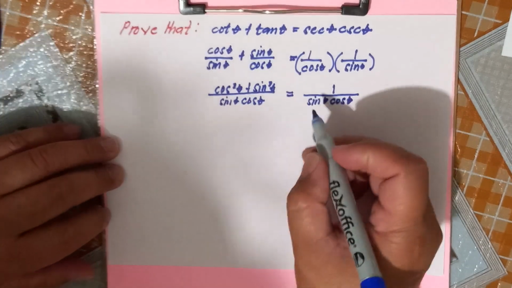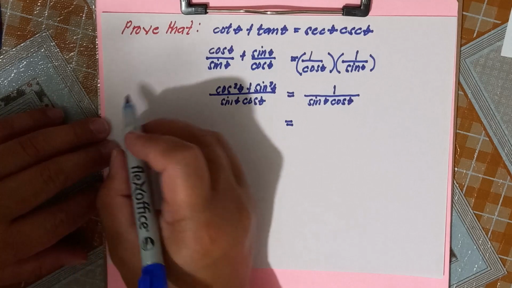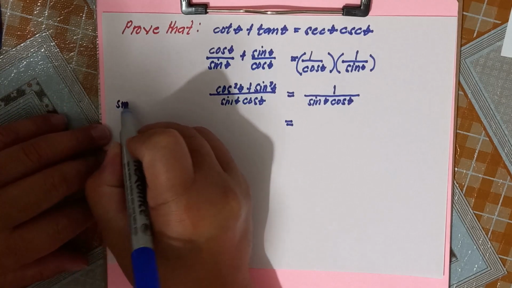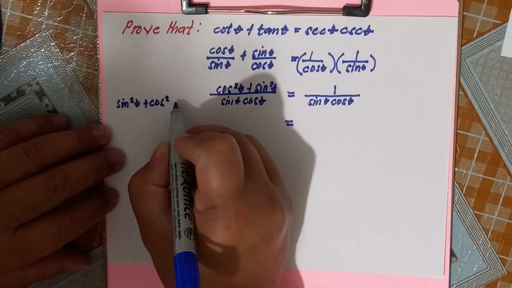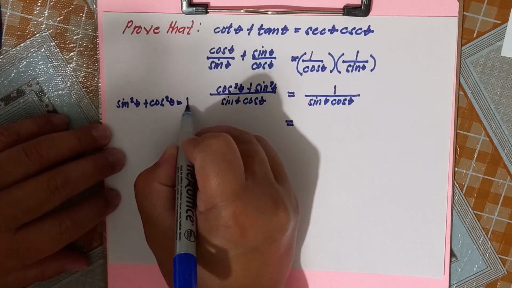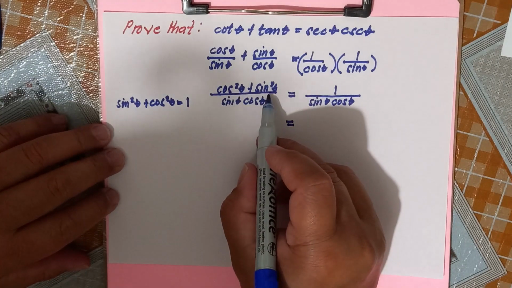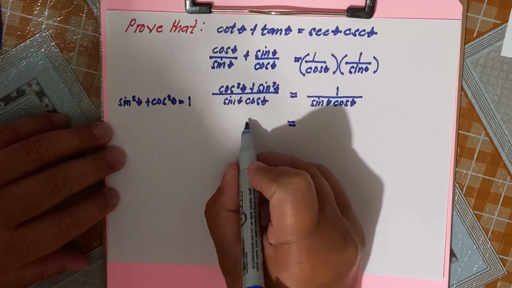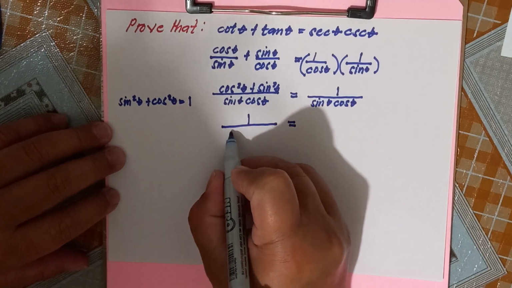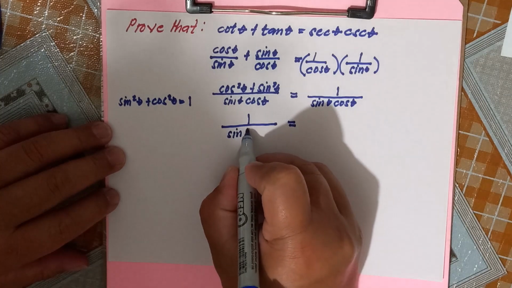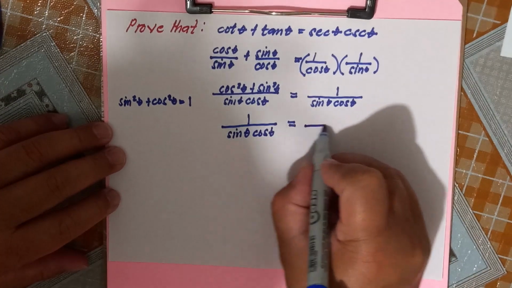Now notice that when we continue under the Pythagorean identity, sine squared theta plus cosine squared theta is equal to 1. And so in this case, the numerator, cosine squared theta plus sine squared theta, is the same as 1. So by substitution, the numerator is equivalent to 1 over sine theta cosine theta, which is now the same as the other side.